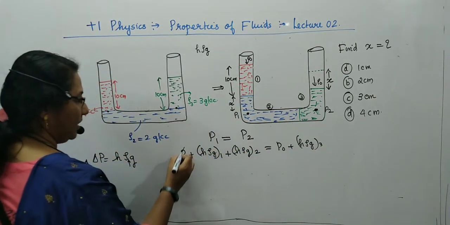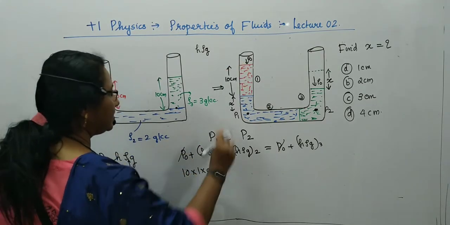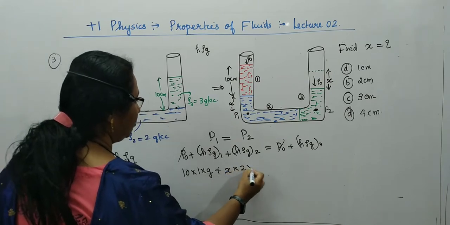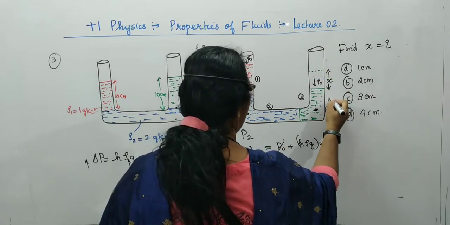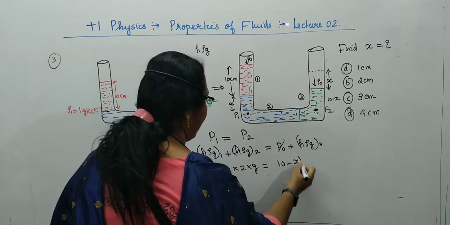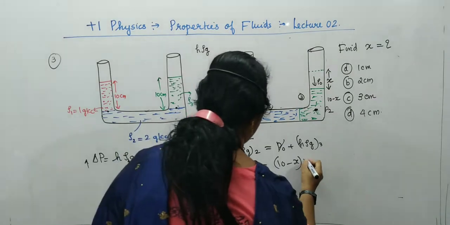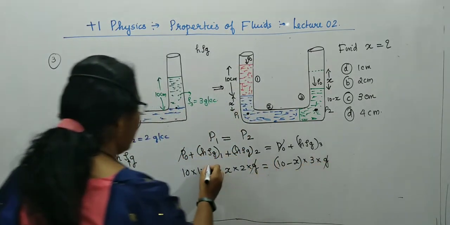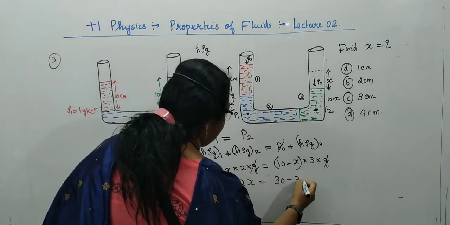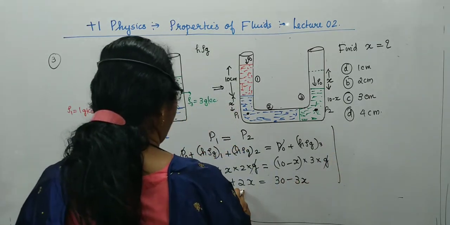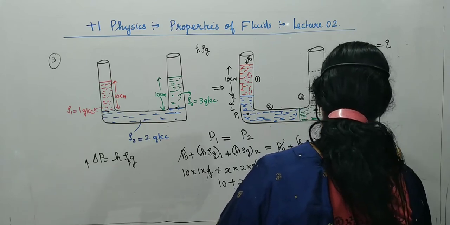Now P0 is cancelled. What about h? 10 into 1 into g, plus X into 2 into g, is equal to, if the total was 10, now it is 10 minus X. Clear, students? X has moved to this position, so X moves down. The remaining is 10 minus X into 3 into g. So 10 plus 2X is equal to 30 minus 3X. Solving, 5X is equal to 20. X is equal to 4 centimeters.